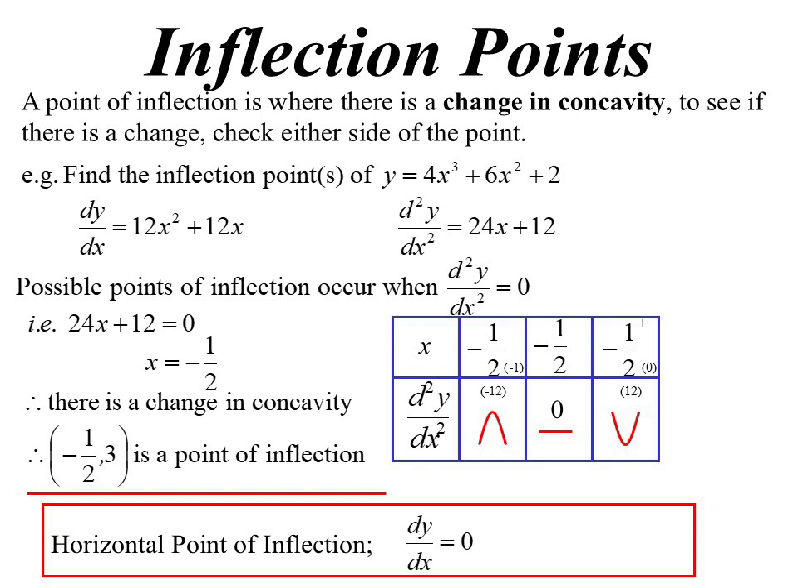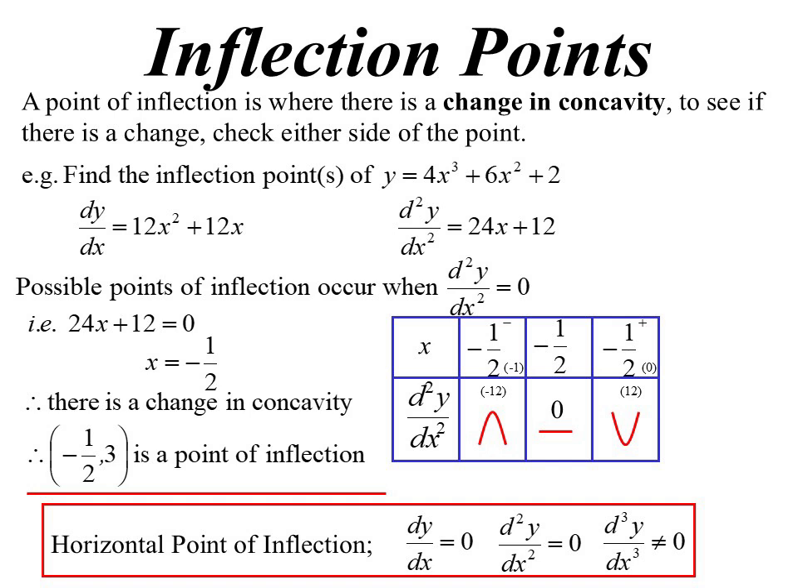So they are stationary points. The first derivative is equal to 0. The second derivative is equal to 0 because it is a possible point of inflection. Well, it is a point of inflection, but here's the thing. The third derivative will not equal 0.